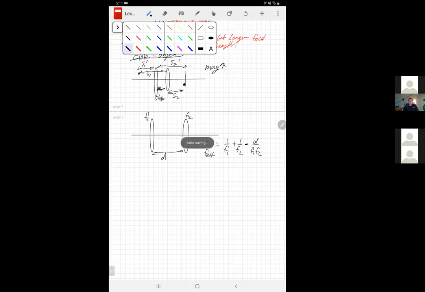You tell me, we could change the distance between them. As D increases, since we've got a minus sign here, 1 over the effective focal length decreases. So the effective focal length increases. Can anybody see something that might be a little bit annoying about that? That might not be the most desirable solution.